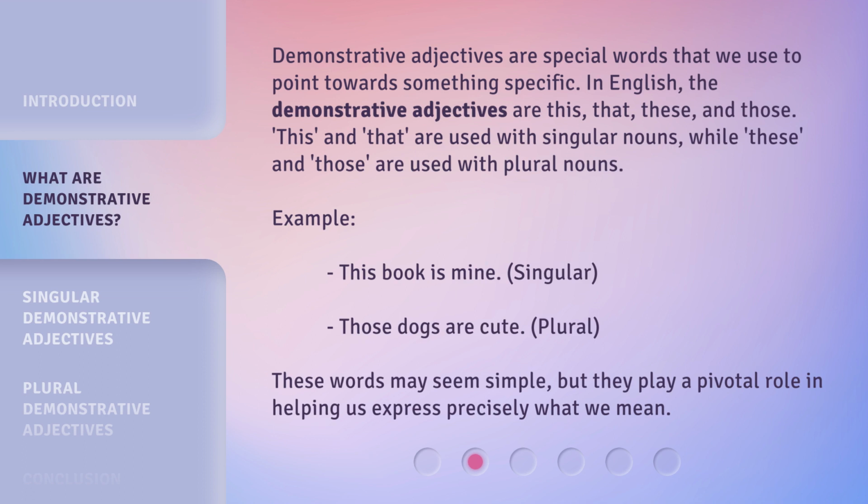Example: this book is mine. Singular. Those dogs are cute. Plural. These words may seem simple, but they play a pivotal role in helping us express precisely what we mean.